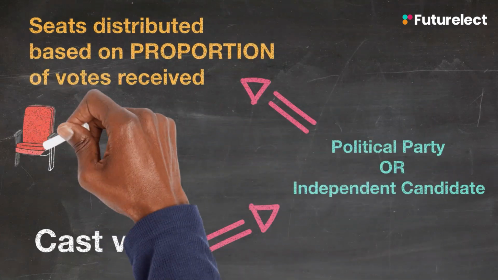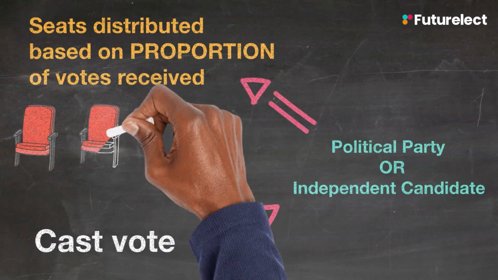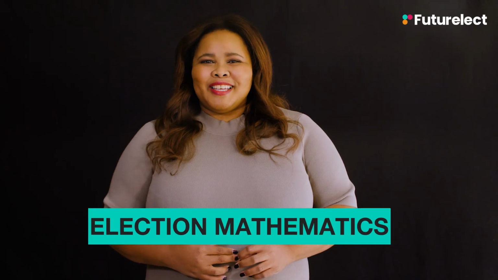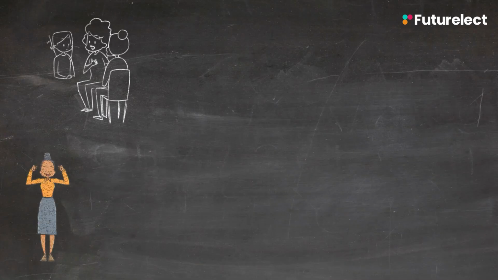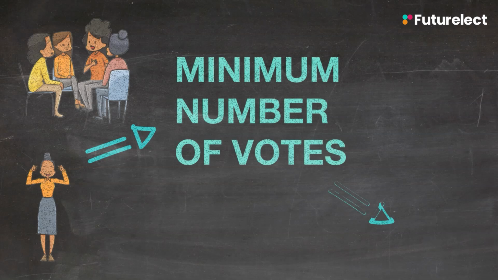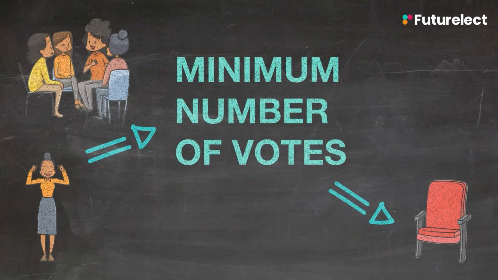Let's explore an example to illustrate precisely how the system works in the context of South Africa. We like to call this lesson election mathematics. Seats in South Africa's National Assembly and provincial legislatures are allocated based on a system of ensuring that any individual or political party meeting a certain minimum number of votes will secure a seat.